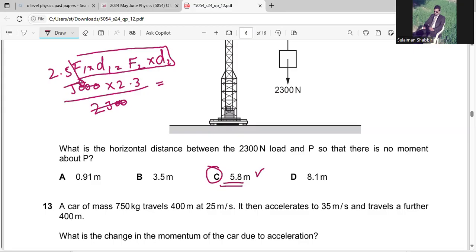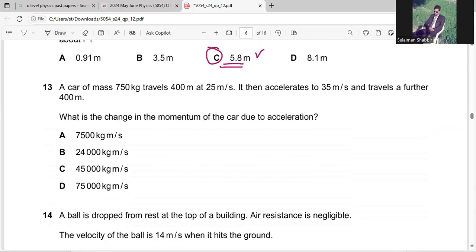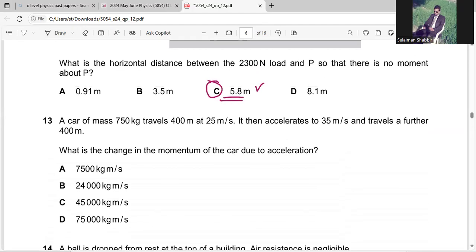Clockwise moments and anti-clockwise moments are equal when the body is in equilibrium. And he said that there is no moment, which means they are in equilibrium. Clockwise and anti-clockwise cancel out.